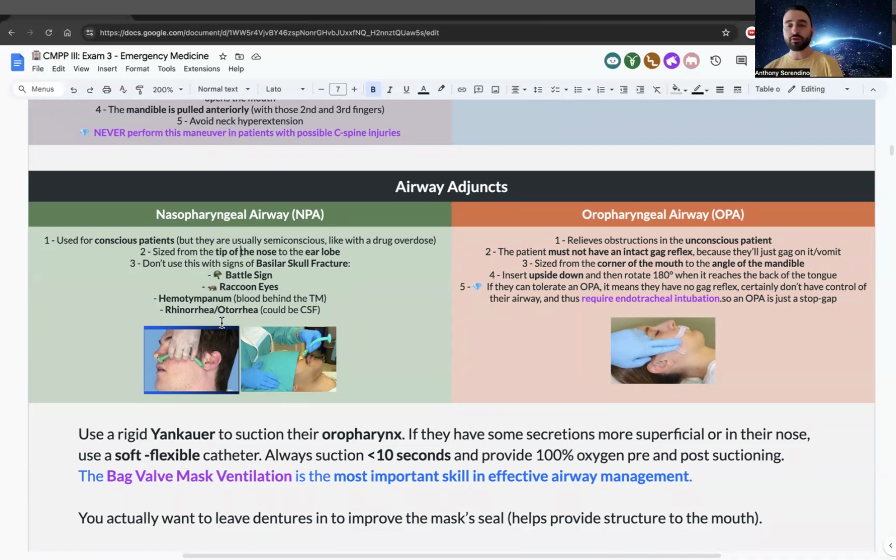The big important thing here is, and I think this could be on a question, they tolerate an OPA. What is your next step? The next step is going to be intubation, right? You just shoved this into their mouth. They clearly are not conscious. They clearly have no gag reflex. They have no control over their airway. So they're going to require an ET tube. Eventually, OPA is just kind of your stopgap to get to that point, okay?